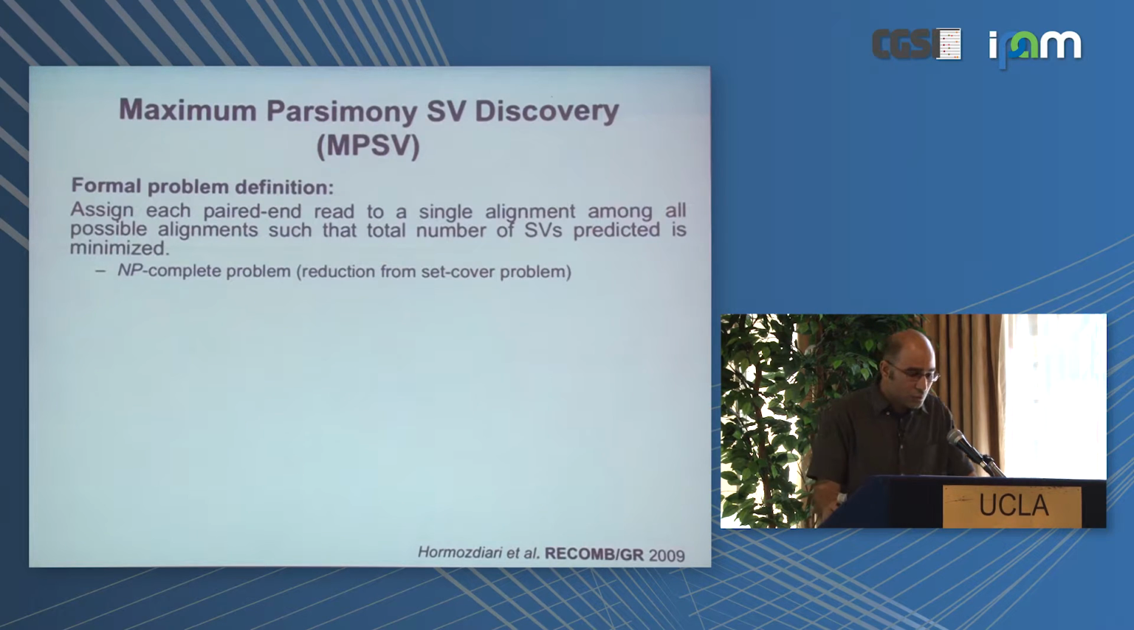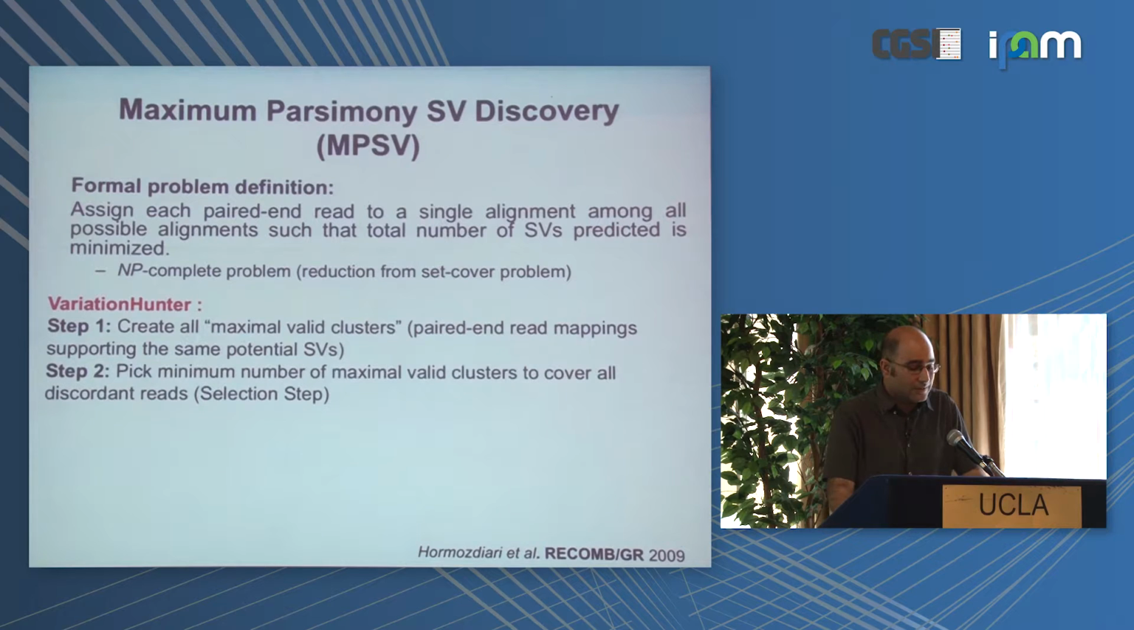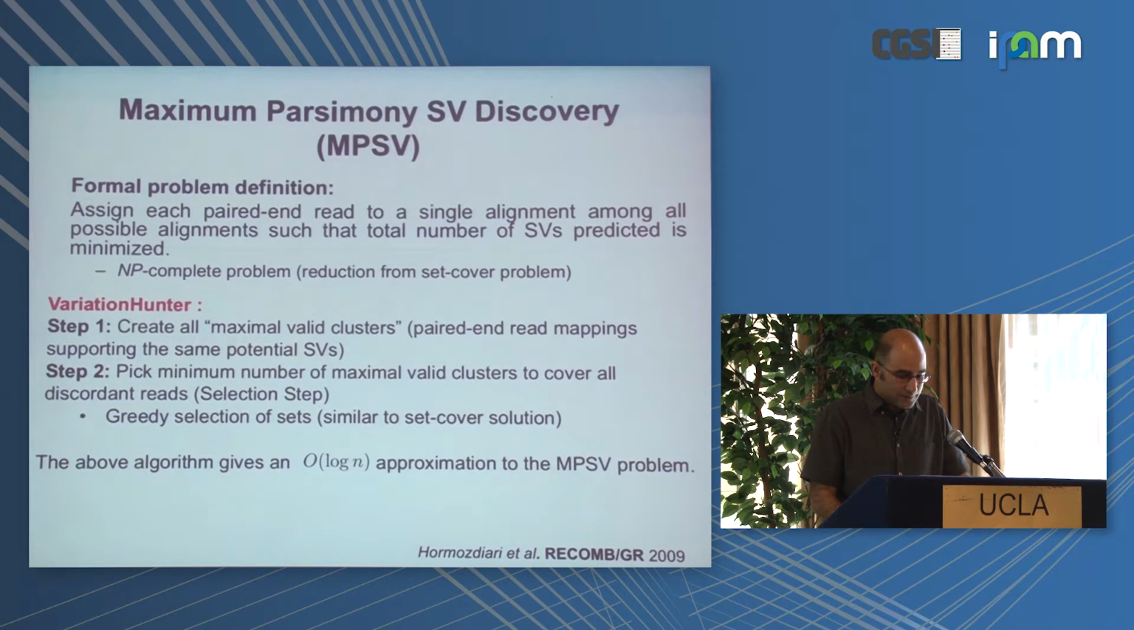So I'm going to just go into one of them for maximum parsimony structural variation. The goal over there is to assign each read to only one location, such that the total number of structural variations is minimized. And it's been shown that that problem is NP complete using reduction from the set cover problem. One method for solving it is to first find these maximal valid clusters, as I mentioned, and then pick the minimum number of maximal valid clusters to cover the universe, and that gives you an order log n approximation similar to what was happening in the set cover algorithm.